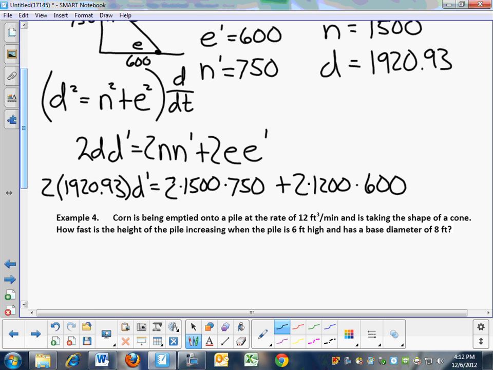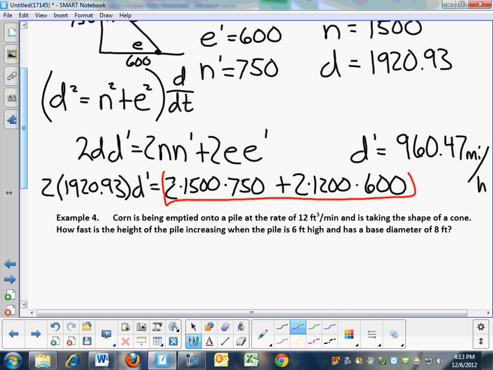I simply multiply and add them all together and divide and solve for d prime. I come up with d prime is equal to 960.47 miles per hour. There you have it. Again, I didn't do all the scratch work. I'm kind of running out of room, but obviously you can see that you just combine these together and then divide by whatever 2 times 1,920.93 is. You come up with 960.47.